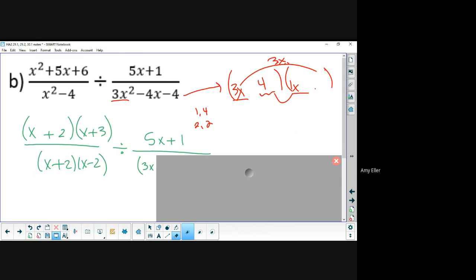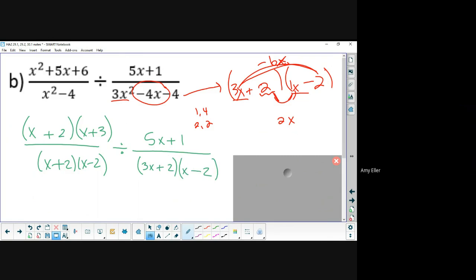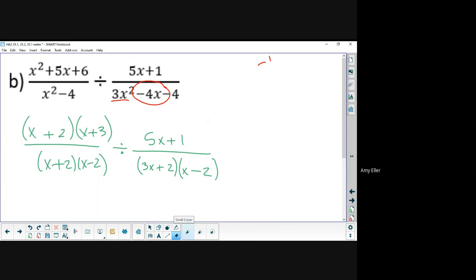So I've tried 4 and 1. I'll try 2 and 2. That makes 6 x's. This makes 4 x's. And I need, oh, sorry, that makes 2 x's. And I need negative 4. So I would want this to be negative, this to be positive. It's okay if that factoring took you a little bit longer.